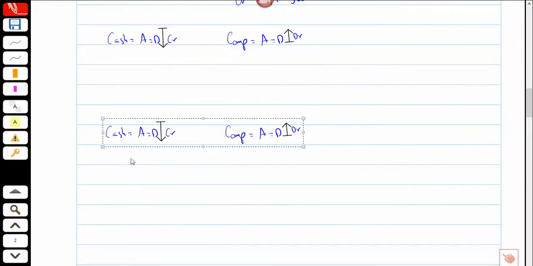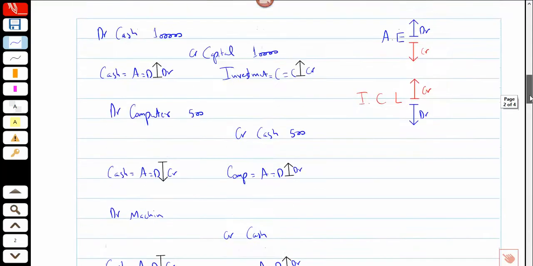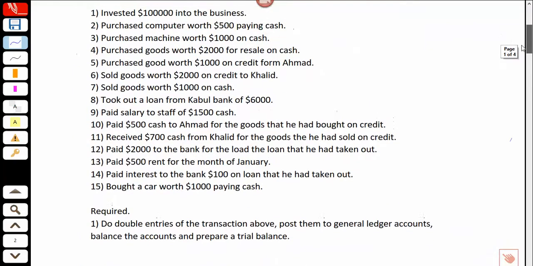Yeah? Cash, an asset, decreases. But instead of a computer we have another machine, and another machine is also an asset. An increase of that is debit. So debit machine, and credit cash. Okay? And the amount is 1,000.